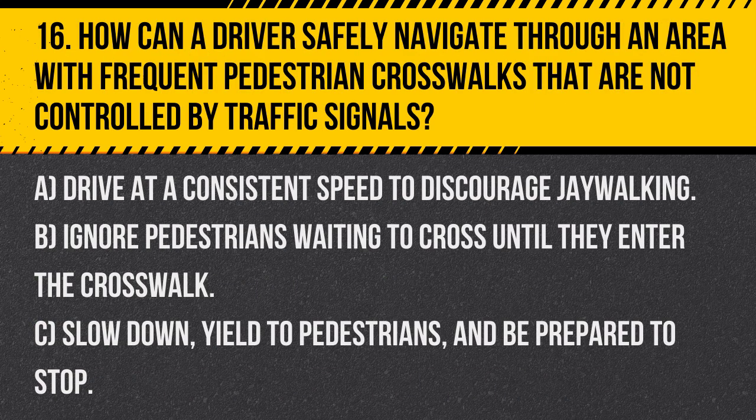Question 16. How can a driver safely navigate through an area with frequent pedestrian crosswalks that are not controlled by traffic signals? A. Drive at a consistent speed to discourage jaywalking. B. Ignore pedestrians waiting to cross until they enter the crosswalk. C. Slow down, yield to pedestrians, and be prepared to stop.